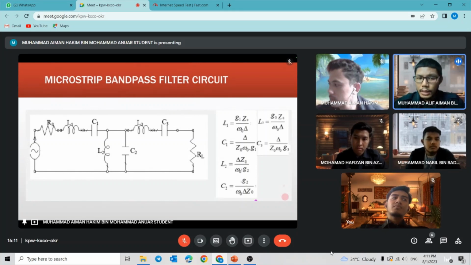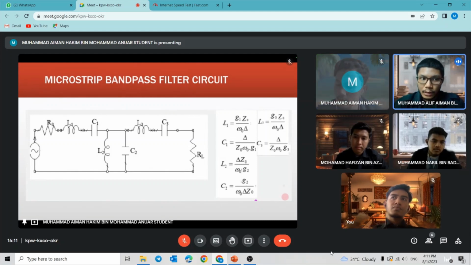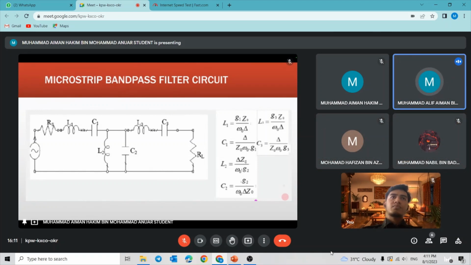As for the circuit design of the microstrip bandpass filter, we have been using one resistor along with 3 inductors and 3 capacitors. The value of N is equal to 3 because there are 3 pairs of inductors and capacitors. For the calculation to get the value of each component, we use the formula that has been given in the notes.